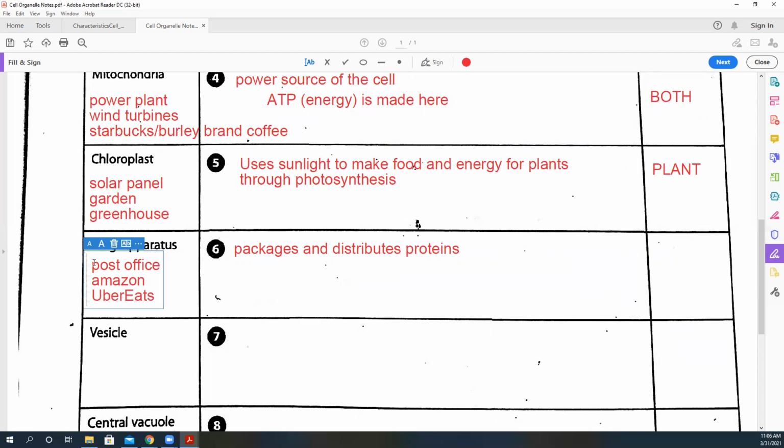Because if the chef is building the proteins, right? The ribosomes build the proteins and they build them in the rough ER, that's their restaurant. Well, the proteins have to get delivered, and who delivers them? The pizza delivery man or the Uber Eats, right? You can also say Amazon and post office, that would work too. That's fine. The idea of the packaging and distributing. Yes.